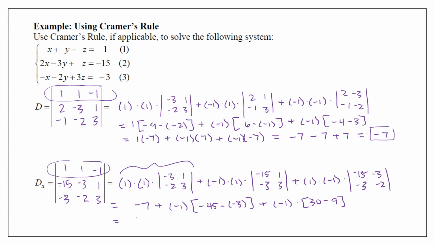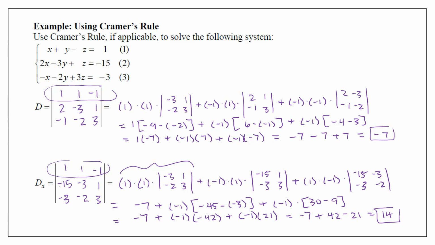Okay, so I'll have -7 plus -1 times, and I add 3, so -42, plus -1 times 30 minus 9, which is 21. Okay, so I'll have -7 plus 42 minus 21, which will equal 14. Alrighty. Excellent.